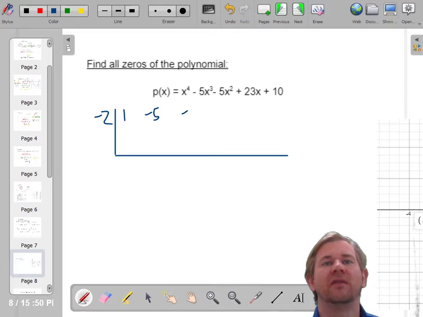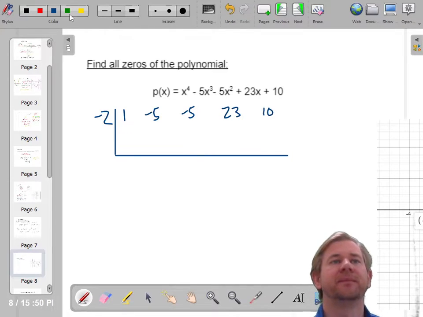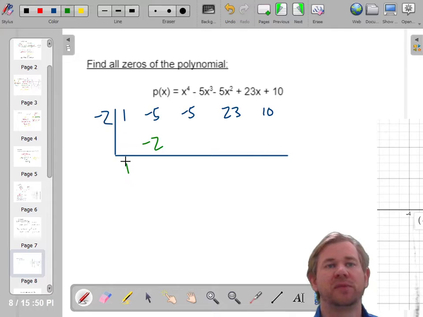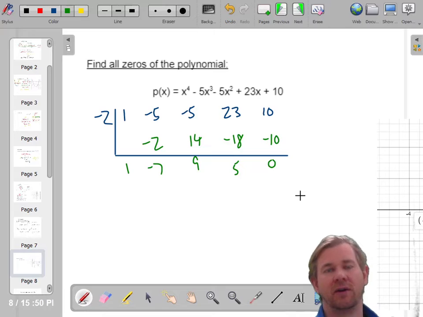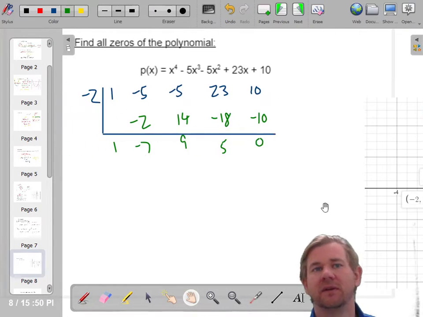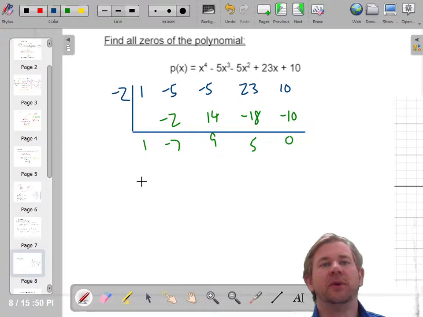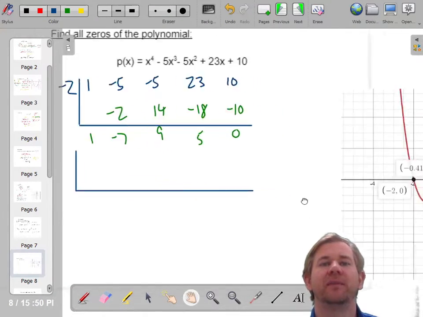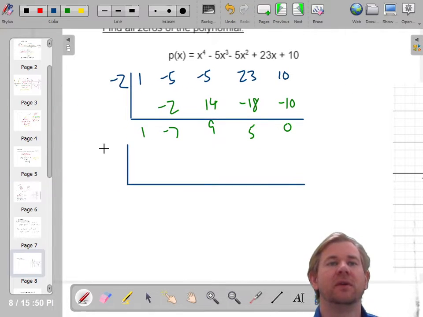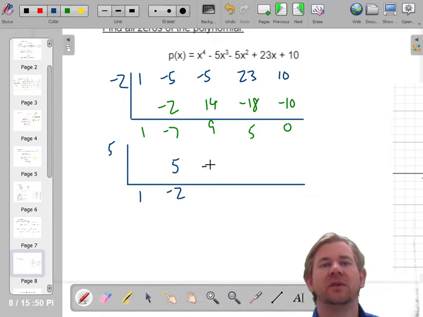1, -5, -5, 23, 10. 1. So you multiply 1 times -2, and then you add. And you multiply, then you add. Multiply, add, multiply, add. If you don't get 0, you did it wrong, because I know -2 is 0. Do it again. So this time I'll do it with 5. Yeah, 5 is also 0. So I'm using these coefficients. Bring down the 1, 5, -2, -10, -1, -5, 0.